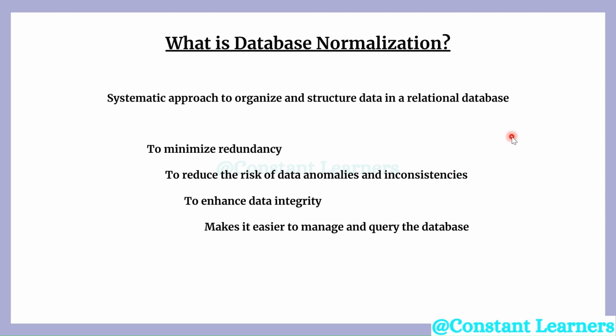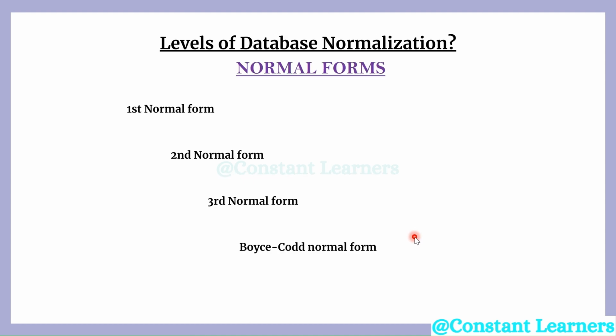That means, where we are storing name, in that column we only need name, right? We cannot add age or phone number in that column. So there should be consistency in the data to enhance data integrity. And when we have organized and structured data, it makes it easier to manage the data and query the database. Then there are multiple different levels of database normalization, and those levels are known as normal forms.